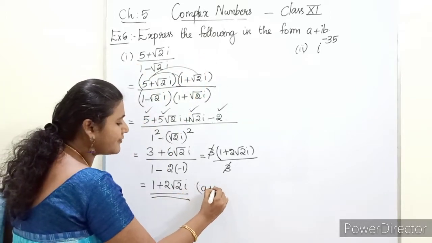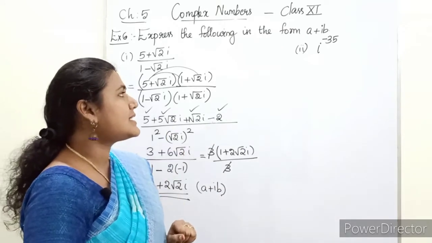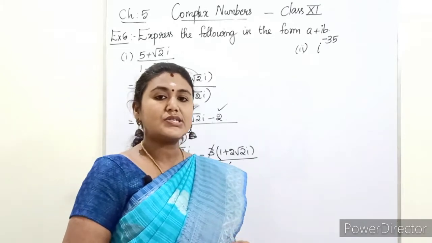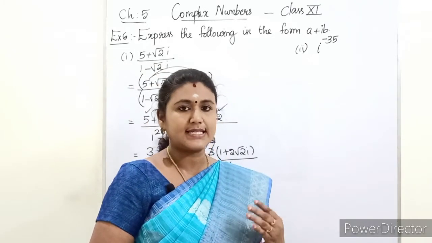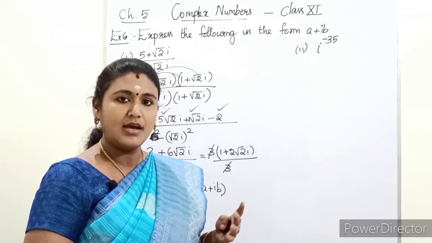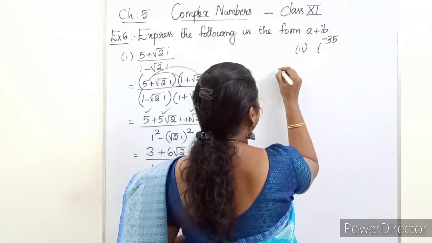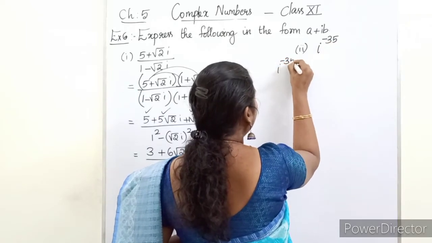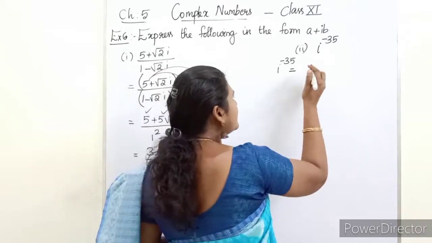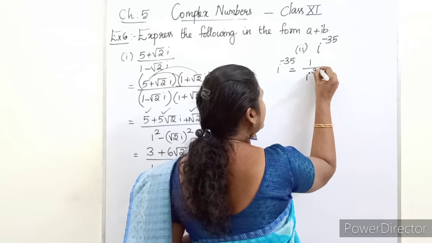So this is of the form a plus ib. Now we have one more question, that is i power minus 35. The powers of i we have already discussed in the previous video, how to find the negative powers of i, even positive powers also. So i power minus 35. We have to find out the value of i power minus 35. So this we can write as 1 by i power 35.